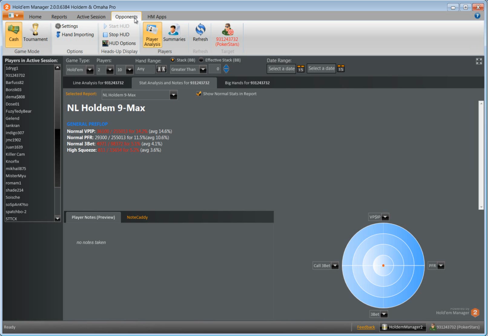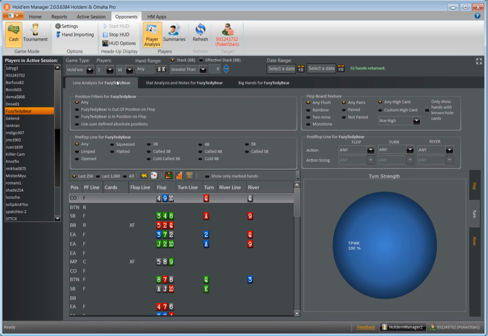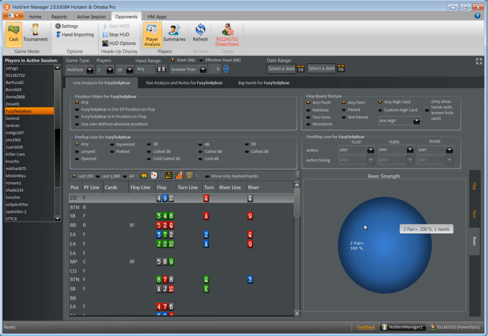Looks like we have a stat analysis up for me here. We can look at one of our opponents, like this guy who was sitting at one of our tables, I remember. Do a little analysis on him. We only have 55 hands on him, so this isn't going to be very revealing, but you sort of get the idea of what sort of stuff this can tell you. Quite a lot. Why did the circles change size? I don't know.